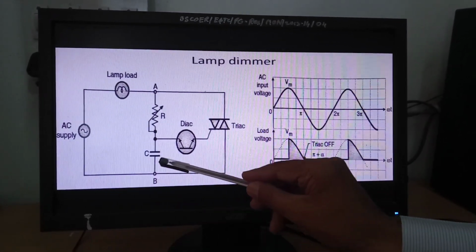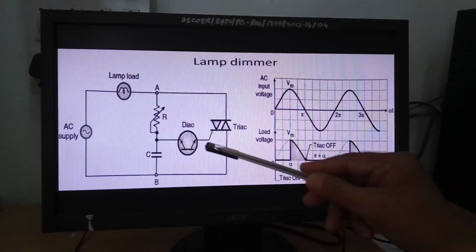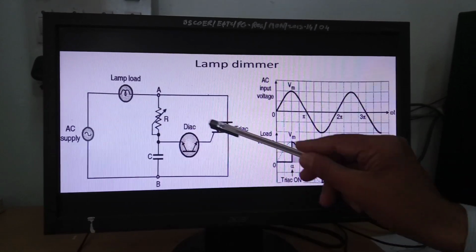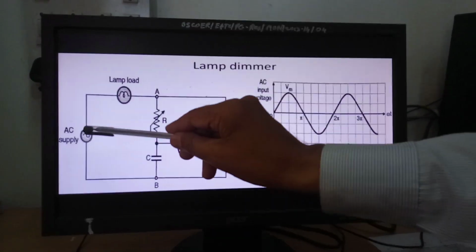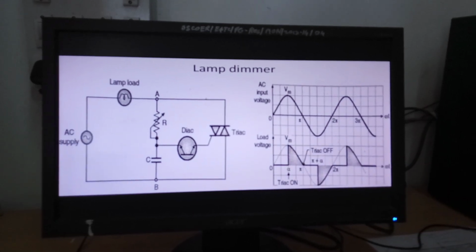Whenever the capacitor reaches a particular breakover voltage of this DIAC, then this DIAC will break and the TRIAC will be fired and current will flow by this path. So we'll see the operation in detail now.